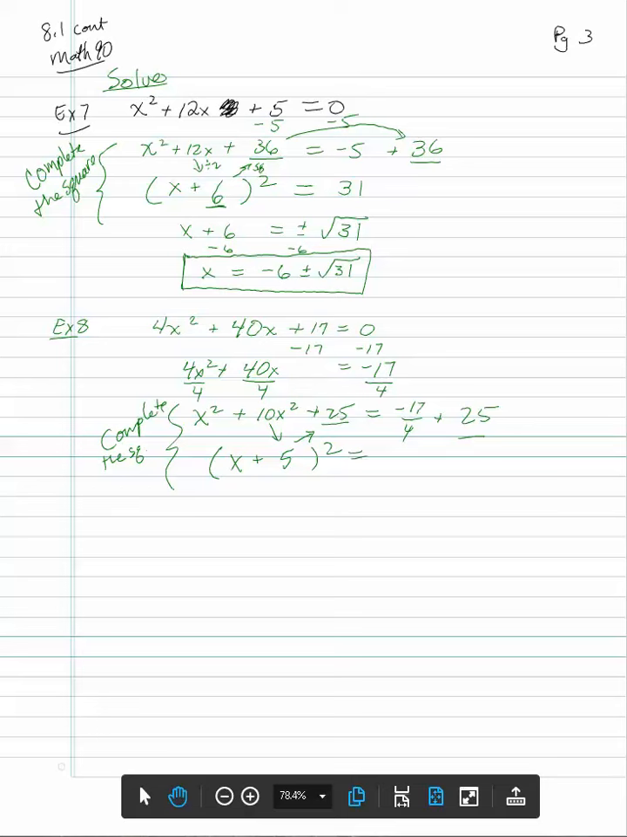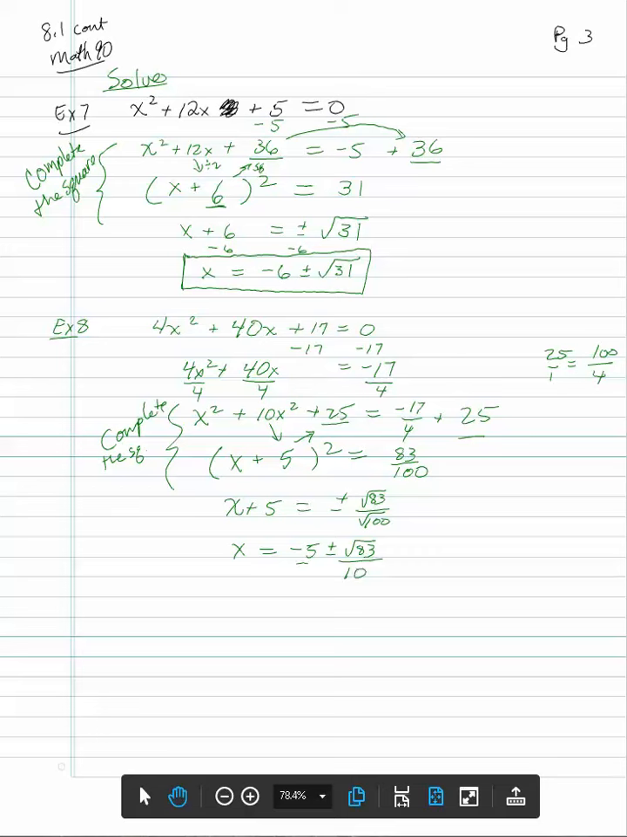And then 25 over 1 equals what over 4? So if you said 100, you'd be right. 100 over 4 minus 17, that's 83. Now we're going to square root both sides, so x plus 5 equals plus or minus, and we're going to square root the top, square root the bottom. So that's 10, and then we're going to subtract 5. Plus or minus square root of 83 over square root of 100, which is 10.